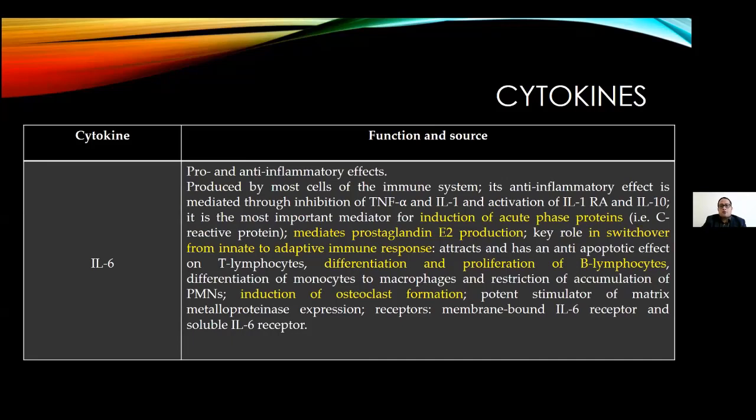It is responsible for induction of acute phase proteins such as C-reactive protein. We all know the importance of C-reactive protein. It also mediates prostaglandin E2 production, and it has a very important role in the switchover from innate to adaptive immune responses. It also helps in the differentiation and proliferation of B cells and induction of osteoclast formation, and is also an important stimulator of MMP expression.